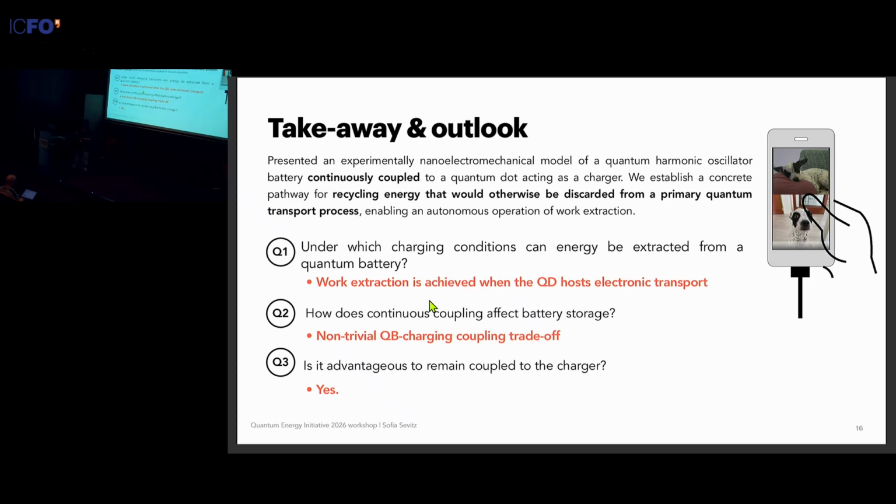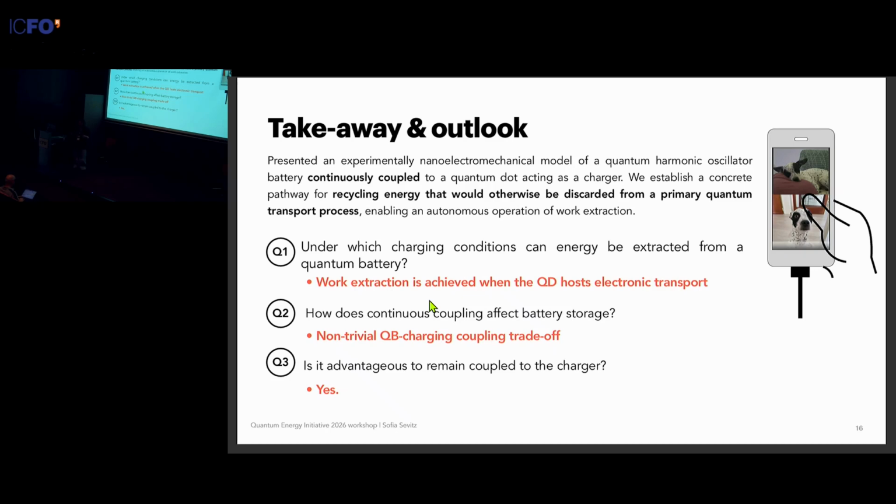So now, coming to my final slide, what I presented is an experimentally feasible nanomechanical model of a harmonic oscillator continuously coupled to a quantum dot acting as a charger. And we establish a concrete pathway to recycle energy that otherwise would be wasted, because these kinds of experiments happen all the time. So it's to make experimentalists aware that there's something you can actually extract, even if you're just running your nanotube to see what's happening. In a way, this is a proof of concept.